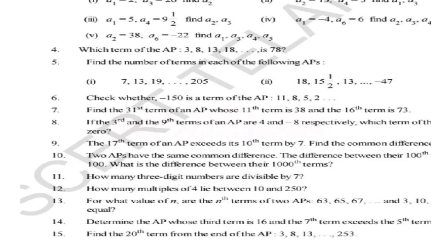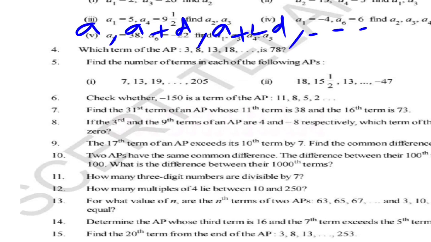Next, the 14th question: determine the AP. See here, determine the AP means you have to write the minimum 3 terms in the AP. That means a, a plus d, a plus 2d, and put the dots. So to determine this AP, we need the a value and the d value. How to get the a and d values? In the question he gave: third term is 16, seventh term exceeds the fifth term by 12.